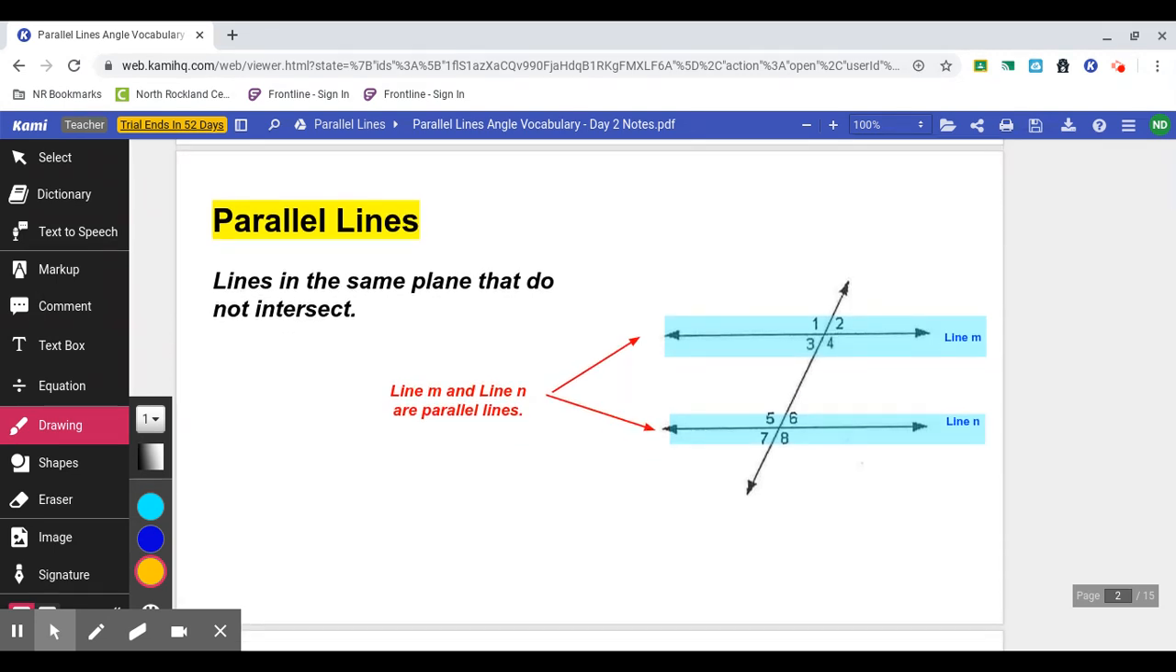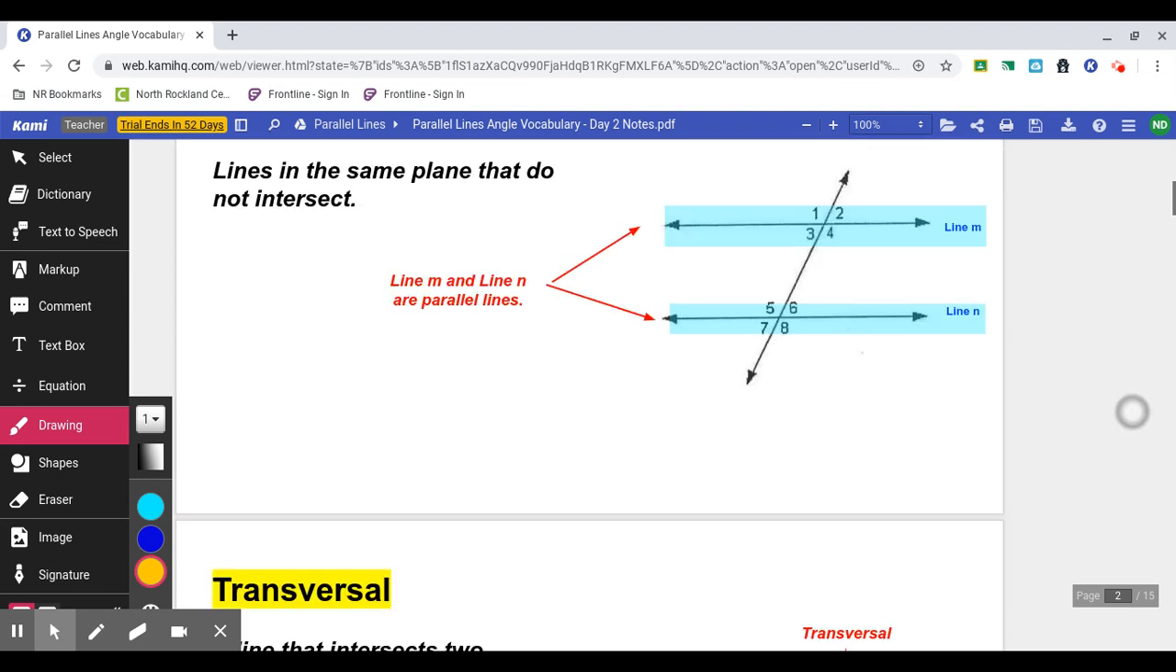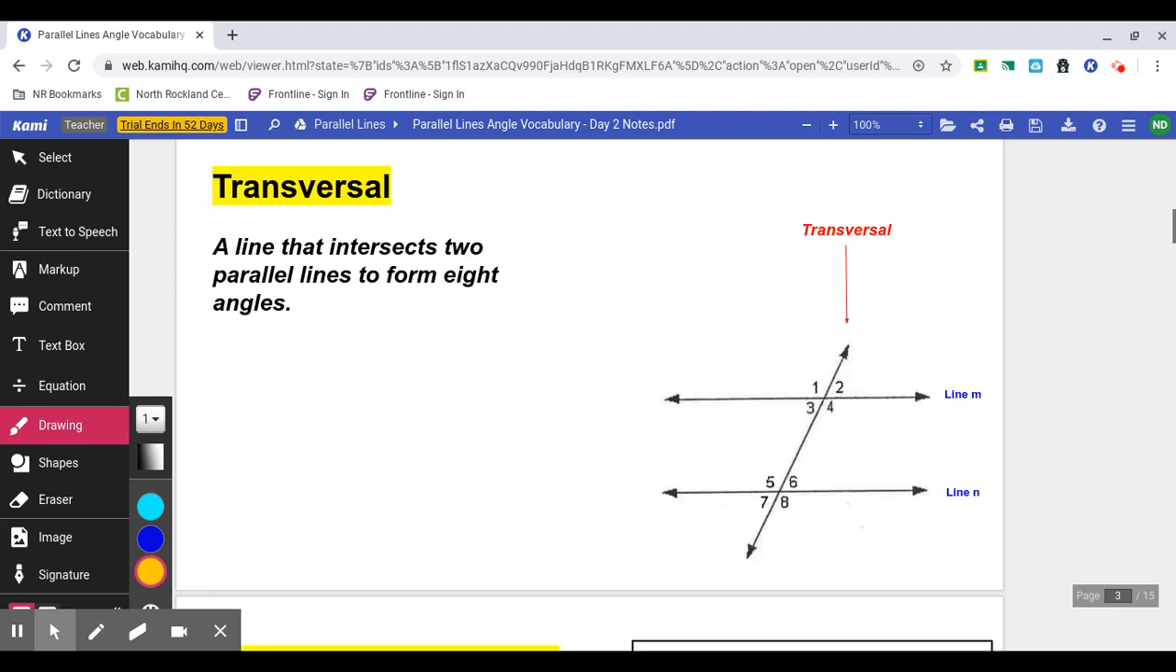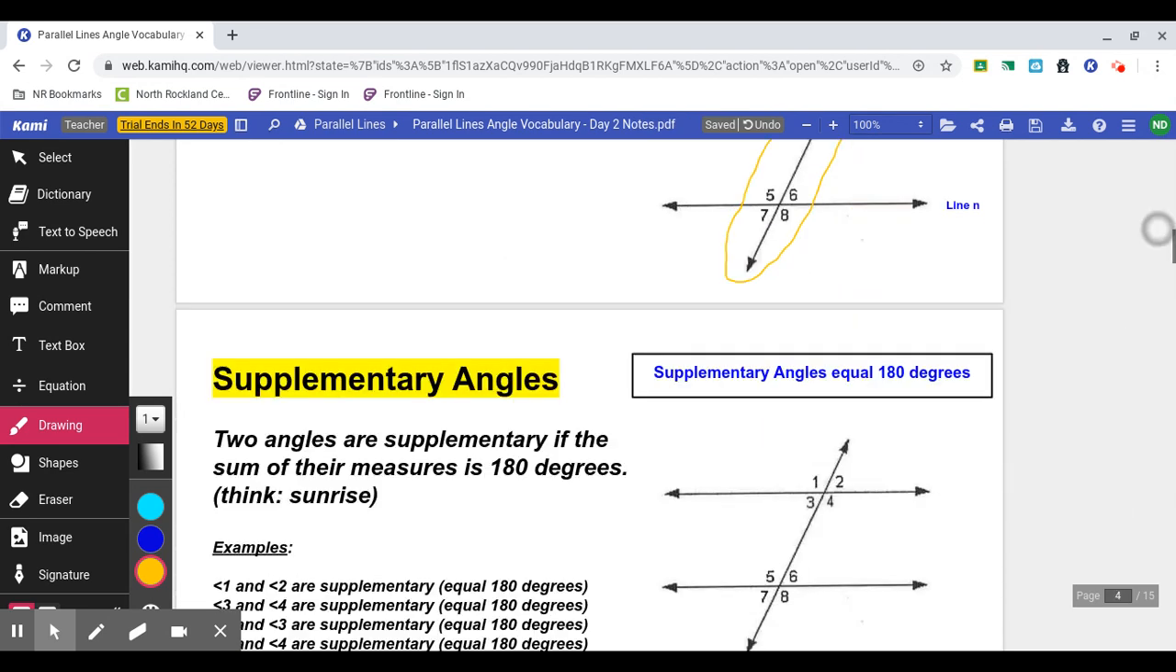So again, our first vocabulary word was parallel lines, and we know parallel lines are lines that are in the same plane, but they do not intersect. So these lines that I highlighted in blue are examples of our parallel lines. Then we have a transversal, and a transversal is the line that intersects those two parallel lines and forms 8 angles. So here's our transversal. We often say that a pair of parallel lines are cut by a transversal.